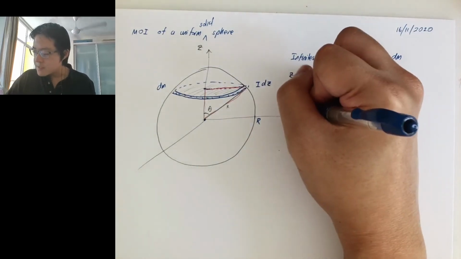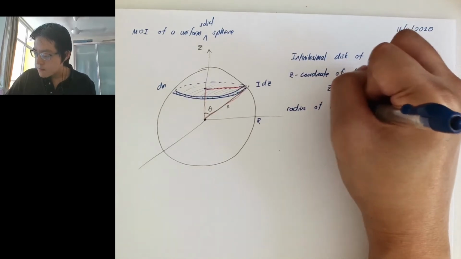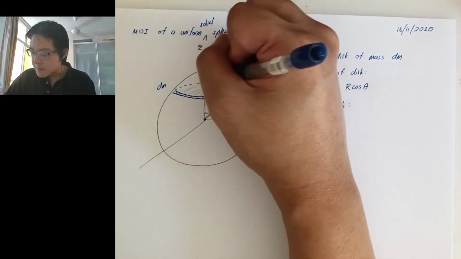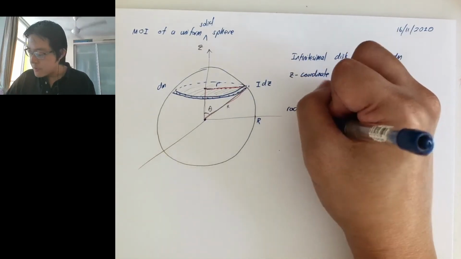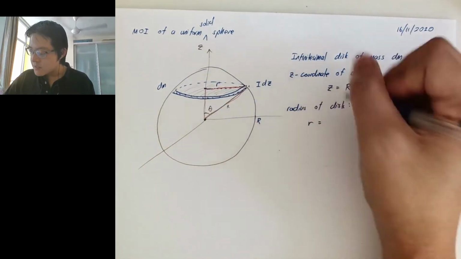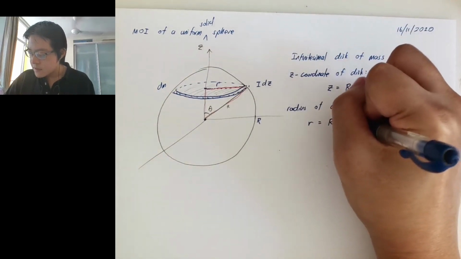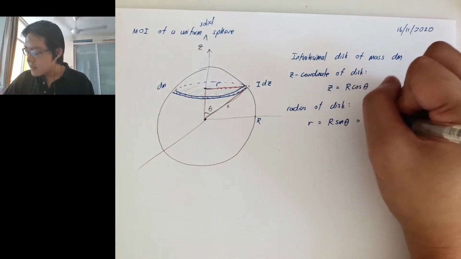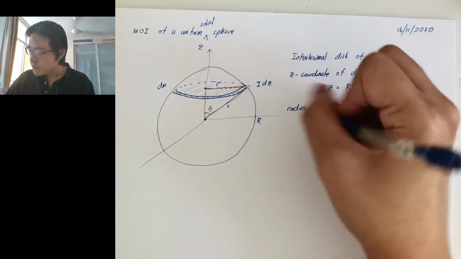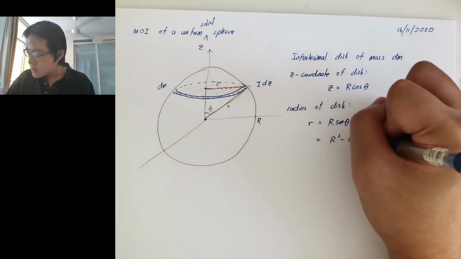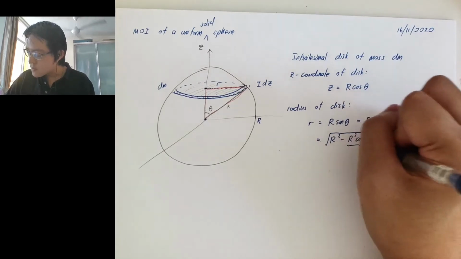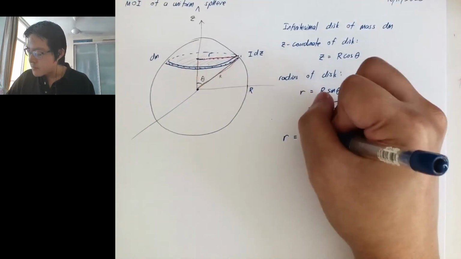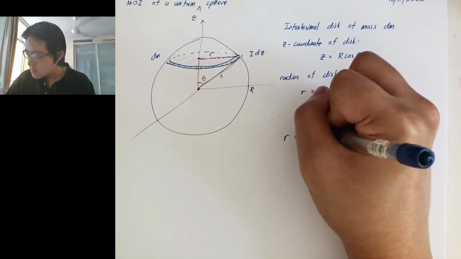And then what is the radius of the disk? You have to be careful: it's not the big R. It is some smaller r, and it should be smaller than big R. From here we can see that this is a triangle, so the radius of the disk is R sine theta. Furthermore, sine theta is the square root of 1 minus cos squared theta. If I put the R inside, it's R squared minus R squared cos squared theta, and then we take the square root. R cos theta is the z coordinate of the disk, so R squared cos squared theta is just z squared. In other words, I have found the formula for r in terms of the z coordinate: r equals the square root of R squared minus z squared.